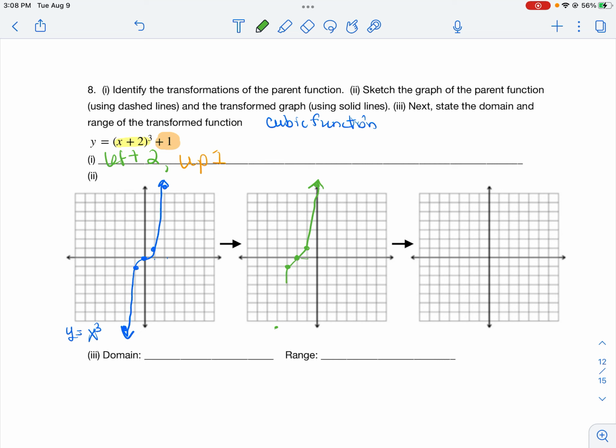That looks too straight. Notice how it kind of straightened up. So I'm going to redraw that so that you can see that there's a curve there, and that's how I want you to draw it.